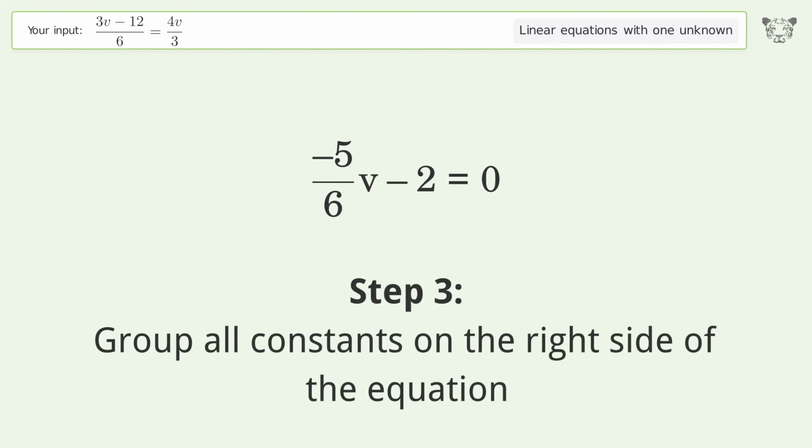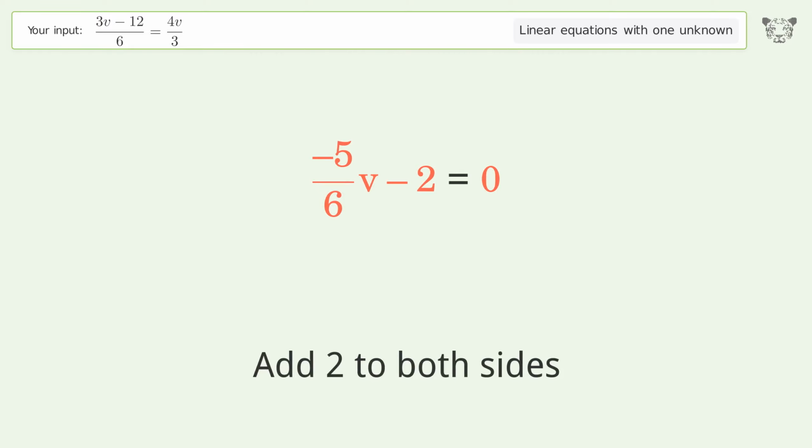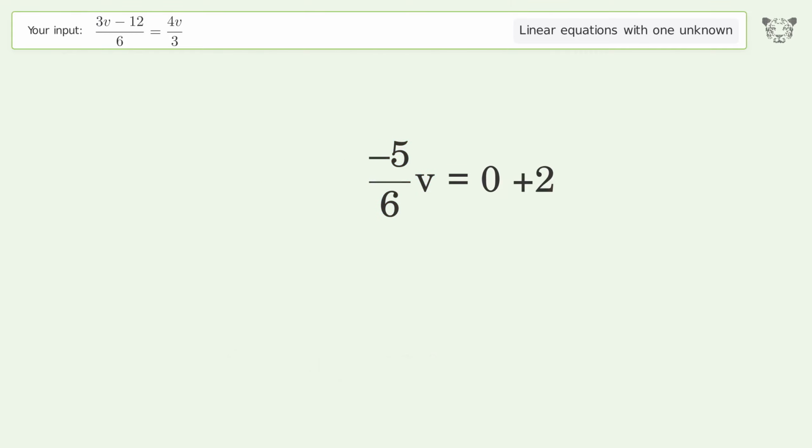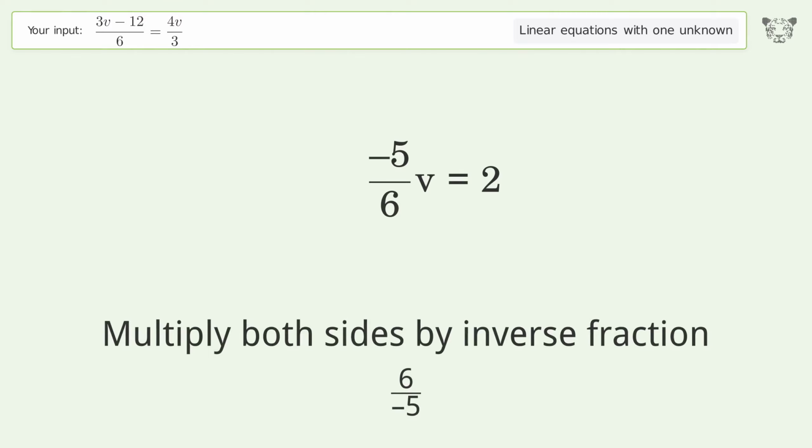Group all constants on the right side of the equation. Add 2 to both sides. Simplify the arithmetic. Isolate the v. Multiply both sides by inverse fraction 6/5.